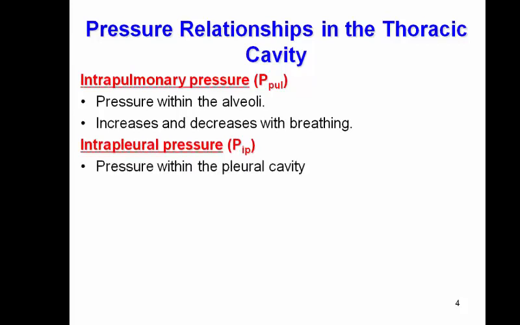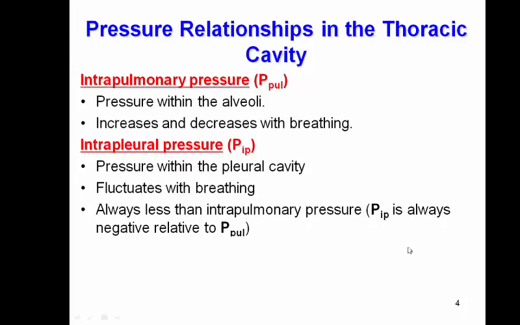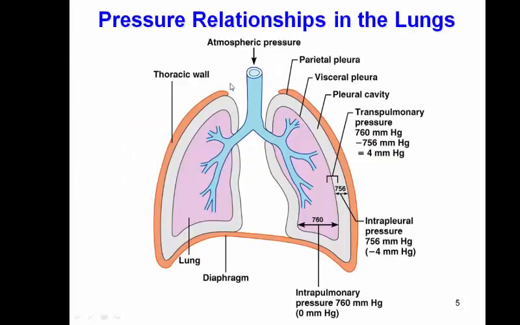The intrapleural pressure refers to the pressure contained within that very thin but important layer between the visceral and parietal pleurae. And this also fluctuates with breathing. As the lungs expand and contract, that will drive a small change in the pressure in that thin space. The important point to take here is that the pressure within that small space, the intrapleural pressure, will always be less than the intrapulmonary pressure, the pressure inside the alveoli.